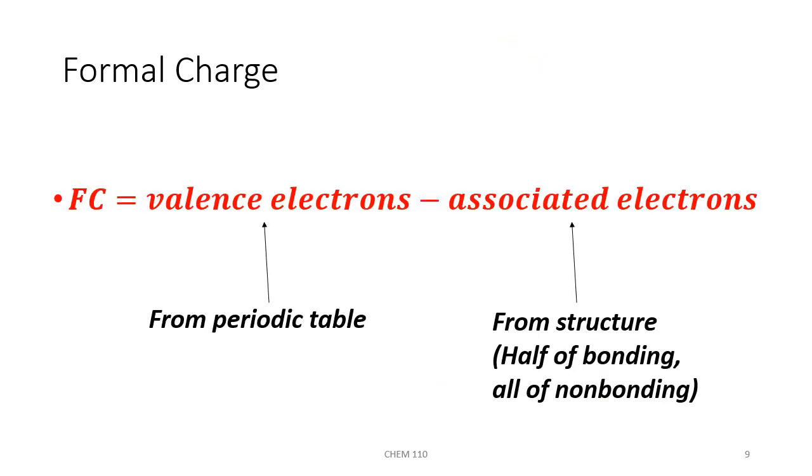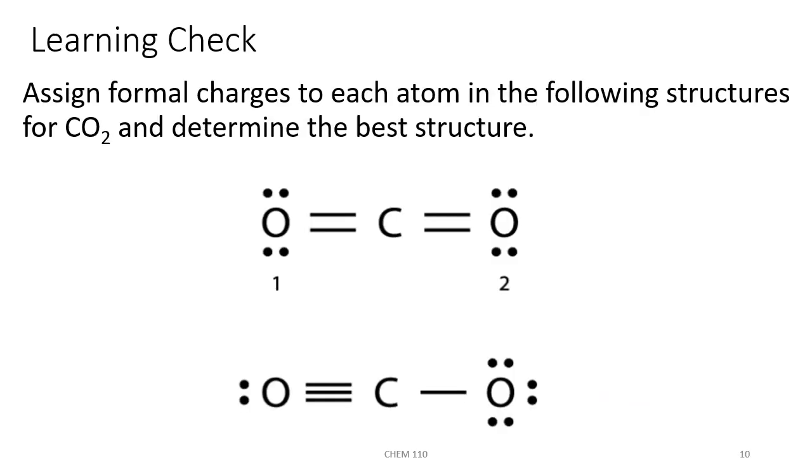To calculate the formal charge on an atom in a molecule, we take the number of valence electrons that that atom should have from the periodic table, and recall we figure out the number of valence electrons by looking at the group number. And we subtract off its associated electrons. The associated electrons come from the structure that we drew. Electrons that are considered associated are half of the bonding electrons and all of the non-bonding electrons. This will be best explained by doing an example.